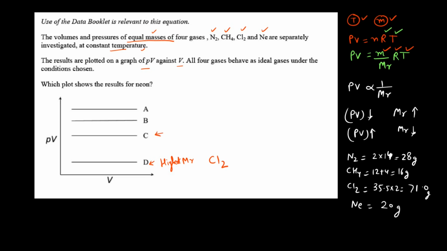Then next C will be less MR than chlorine, that is nitrogen. Then after that B will be 20 grams neon, and A will be our methane because it has the least MR. So least MR means highest PV, right? So they are asking which result shows the result for neon. So the correct option is B.